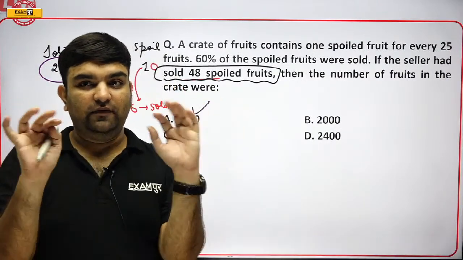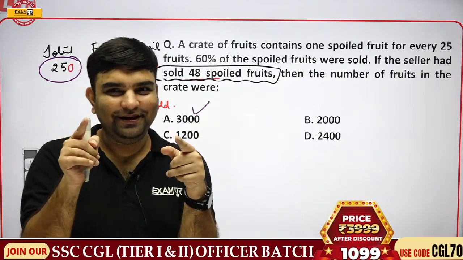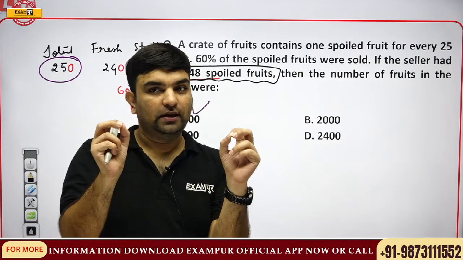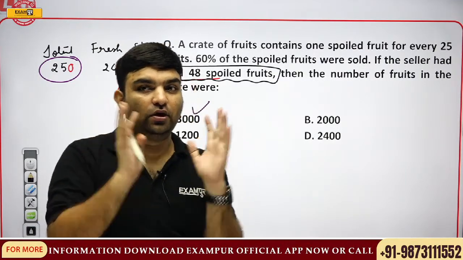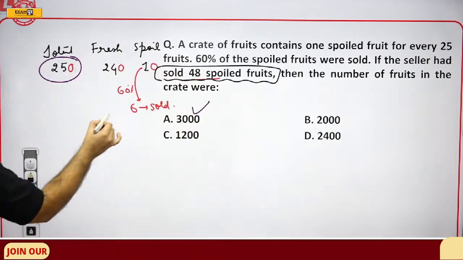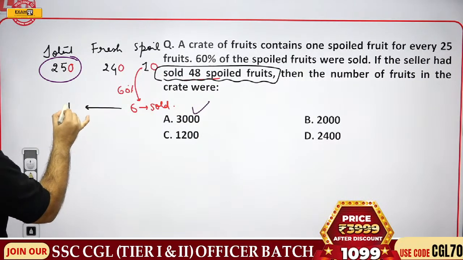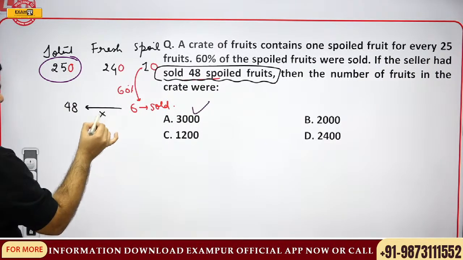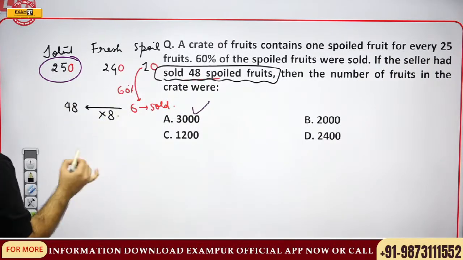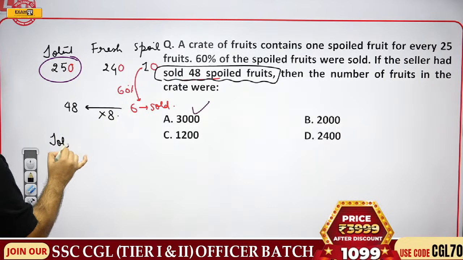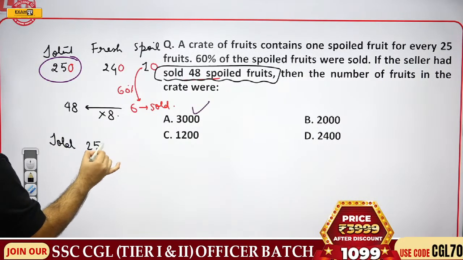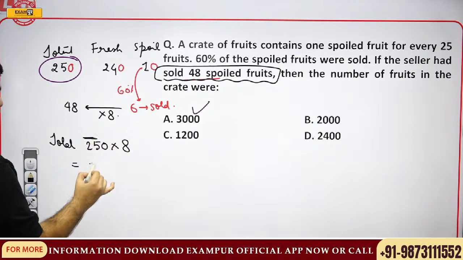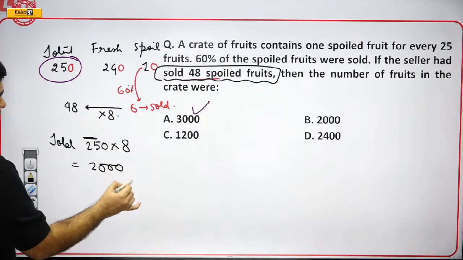Yeah, Harika. Sold fruits are given, not the remaining fruits. 6 is given as 48. 8 6 is 48. So total are 250 into 8. 25 into 8 is 200,000.